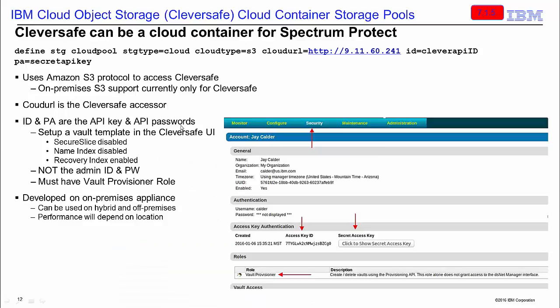On slide 12, this just gives you an overview of the CleverSafe Cloud Object Storage interface and what kind of information you would need to define that to Spectrum Protect. The ID and password are the API key and API password, and you would get that from the Cloud Object Storage interface. This is a picture of the Cloud Object Storage interface here. We do have some white papers and some videos dedicated just to setting up the Cloud Object Storage with Spectrum Protect, so check those out if you're looking for more information on that.